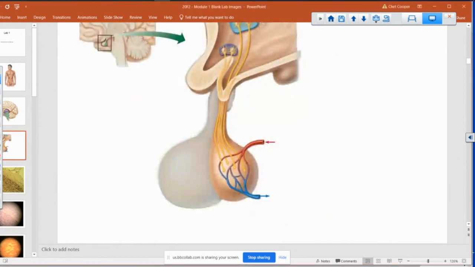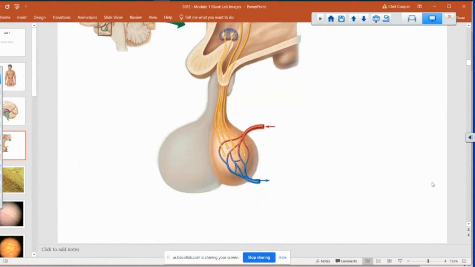So here's that other picture that I mentioned, that I zoomed way up on.